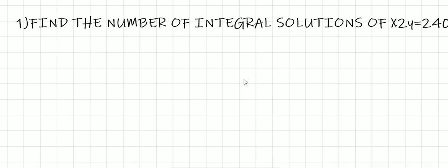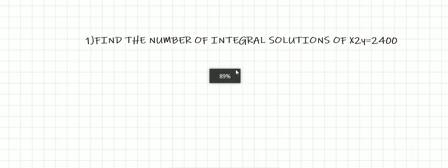Find the number of integral solutions of x square y is equal to 2400. So as we know in previous questions, in elementary level questions, we represented the number given as a prime factorization. So let us do the same thing here too. In this case, x square y is equal to 2400.